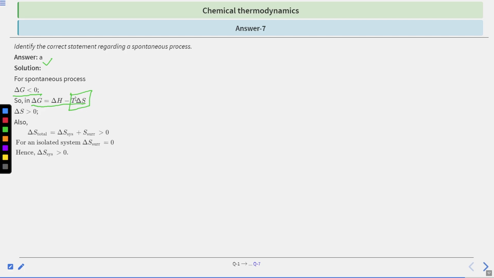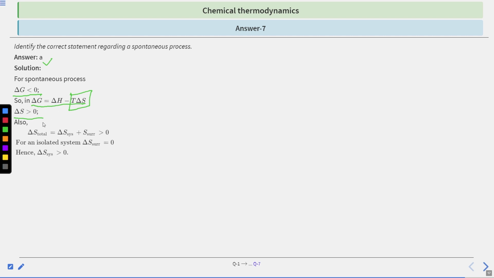So we can say that del S, that is change in entropy, should be greater than 0, that is positive, right? Because T cannot be negative, and del S also cannot be negative, because then negative negative will become positive and del G will become positive. But for a spontaneous process, del G is negative, so del S should be greater than 0, that is positive.